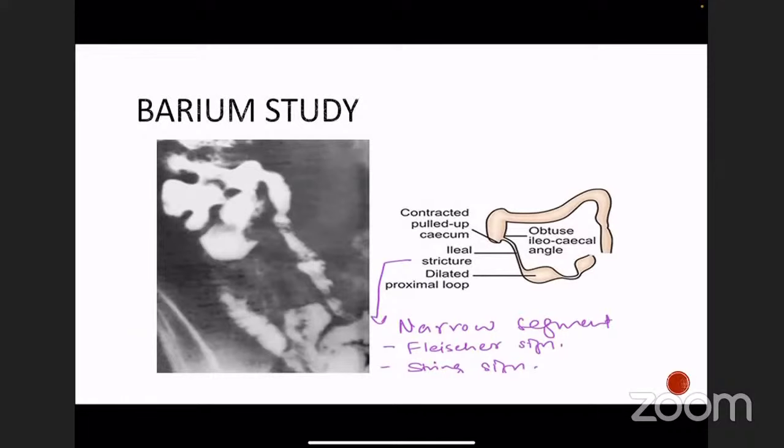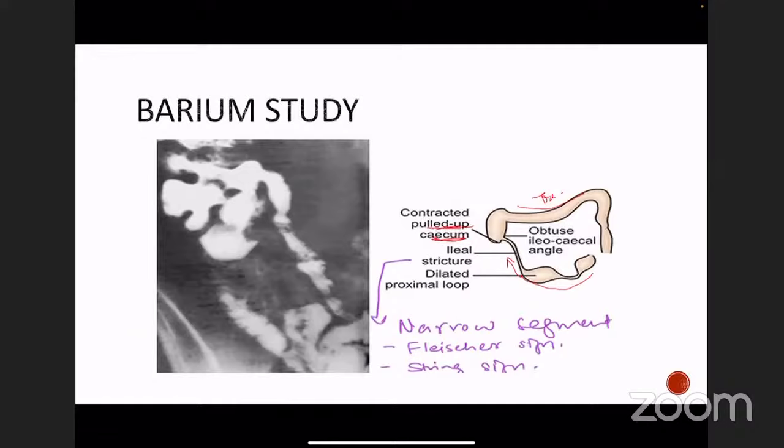So what features will we be able to see on the barium study? In this picture, at first, you won't be able to appreciate anything. So I have put another picture. This is ileum. This is cecum. And this is your transverse colon. You must be thinking, why is the cecum so up? The answer you all know: the cecum gets pulled up in the hyperplastic type or due to secondary strictures in abdominal tuberculosis, right?